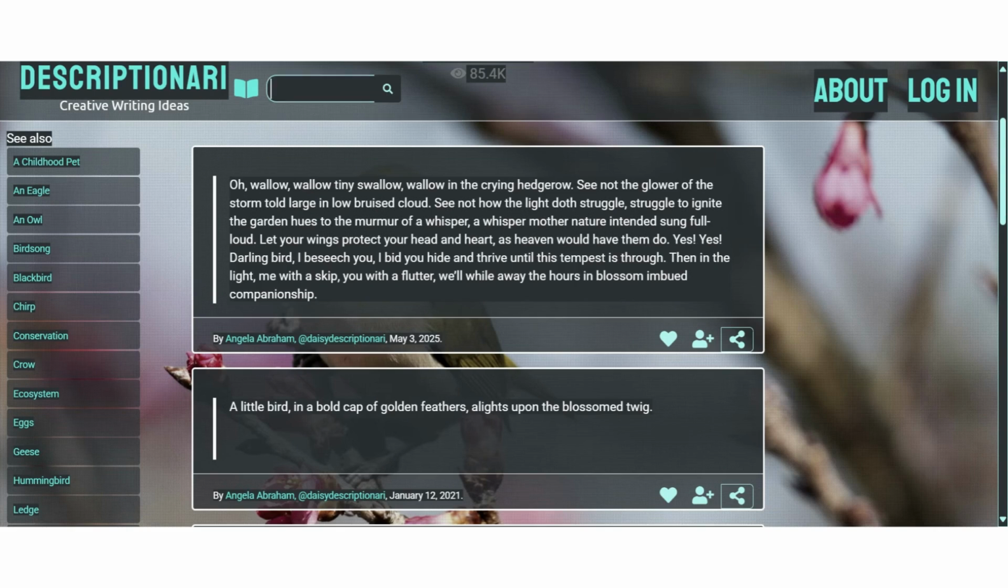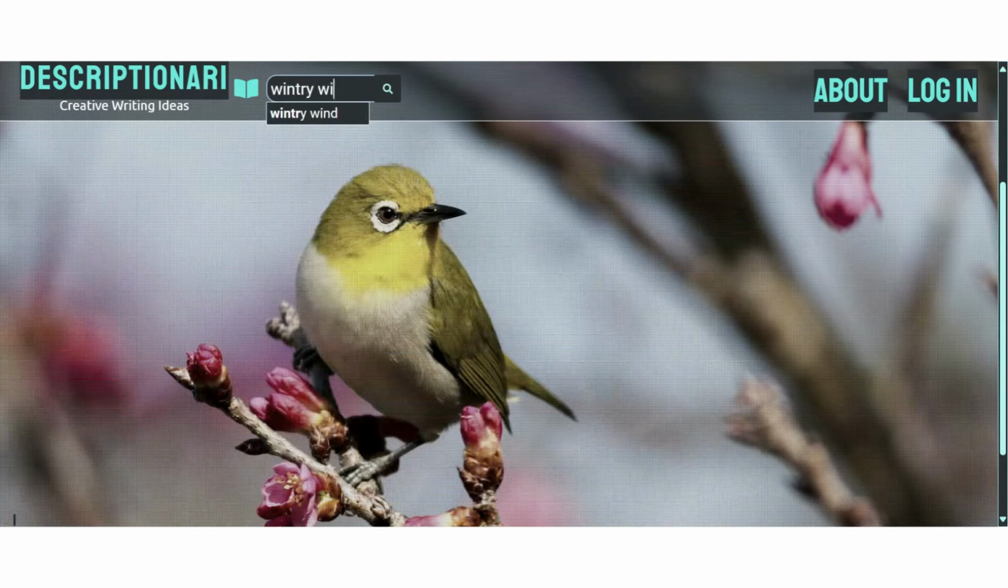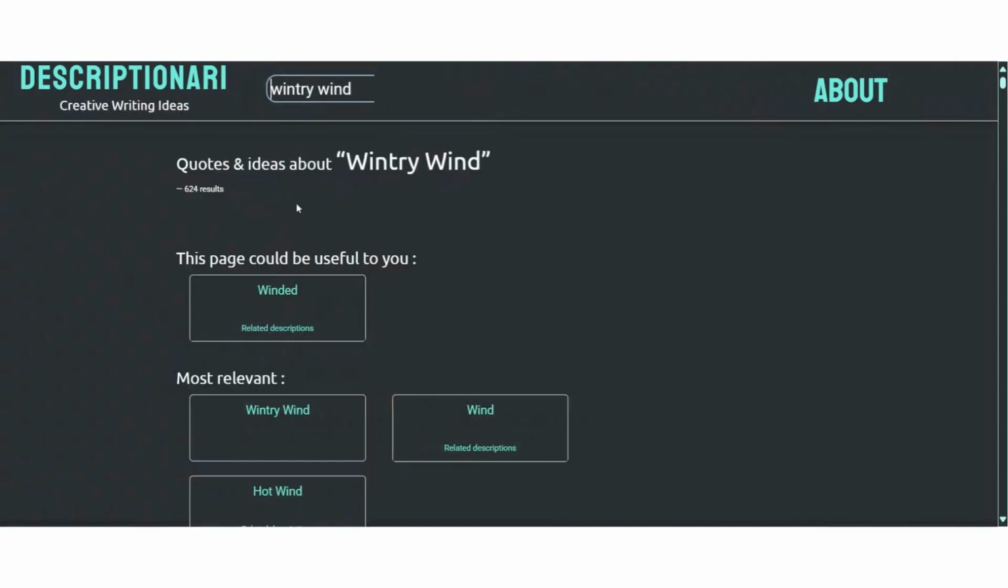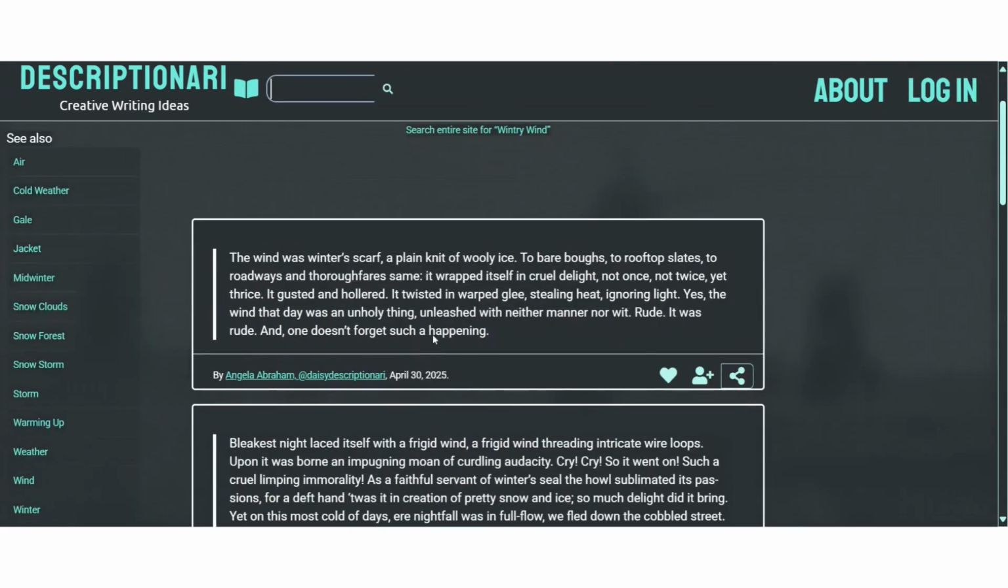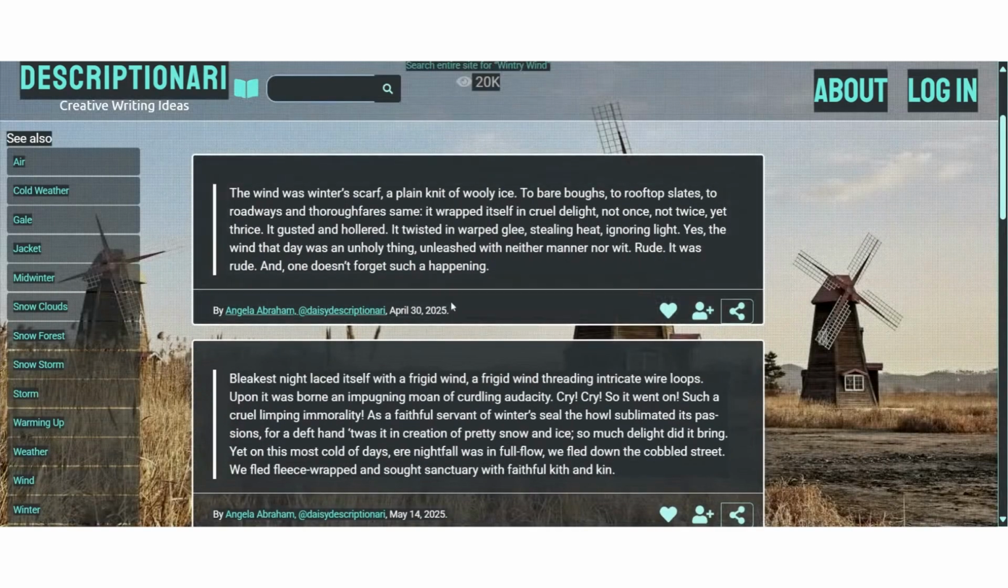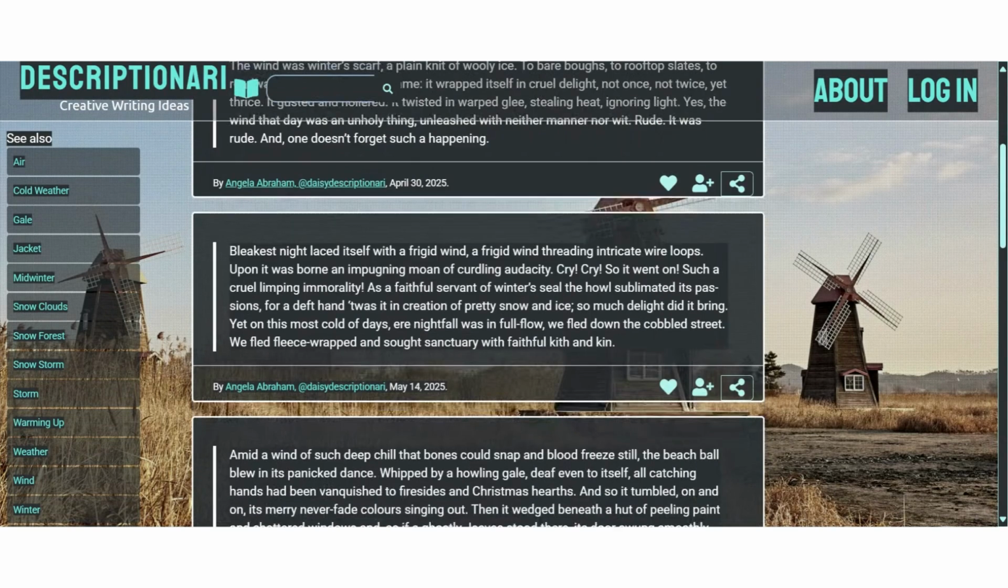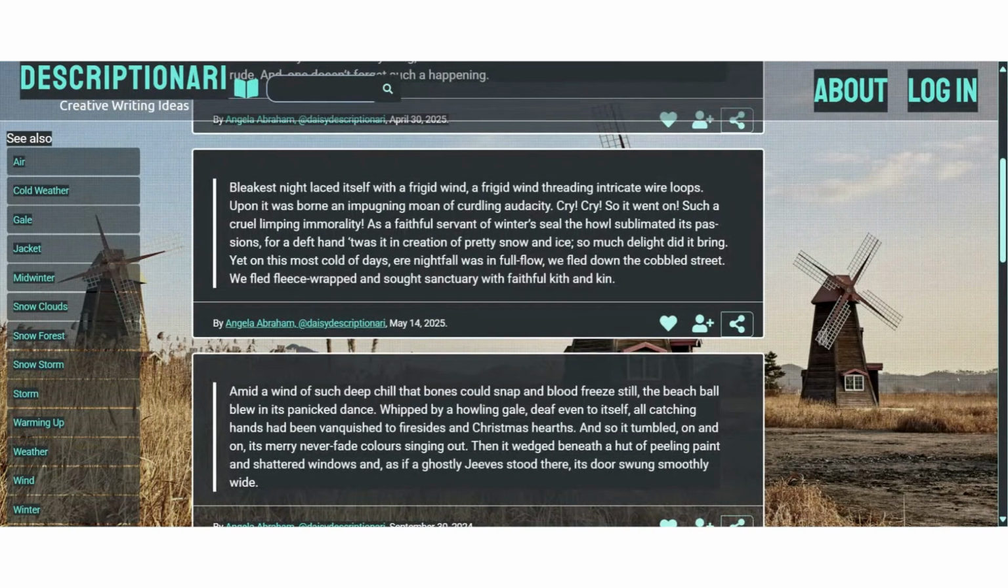I'm going to move now to the page Wintry Wind, where I know there is another pretty good example. All right, let's take a look at this. Which one was it? The second one.